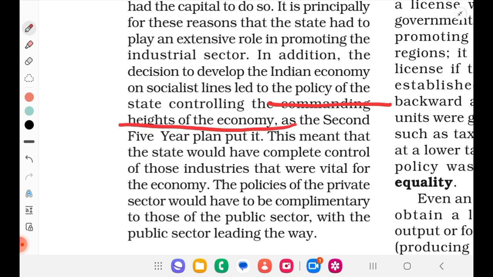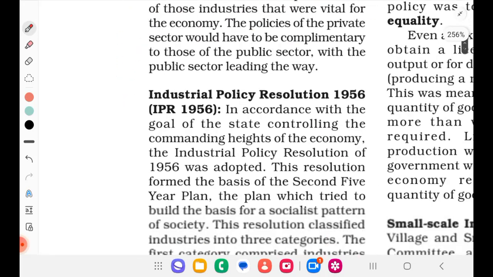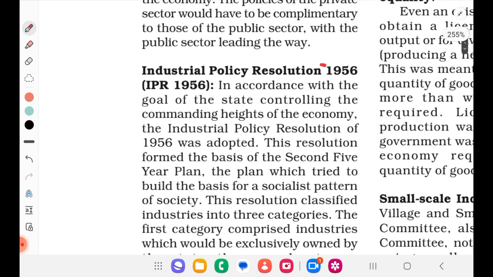As the second 5-year plan put it, this meant that the state would have complete control of those industries that were vital for the economy. The policies of the private sector would have to be complementary to those of the public sector, with the public sector leading the way. Industrial Policy Resolution 1956, IPR 1956.